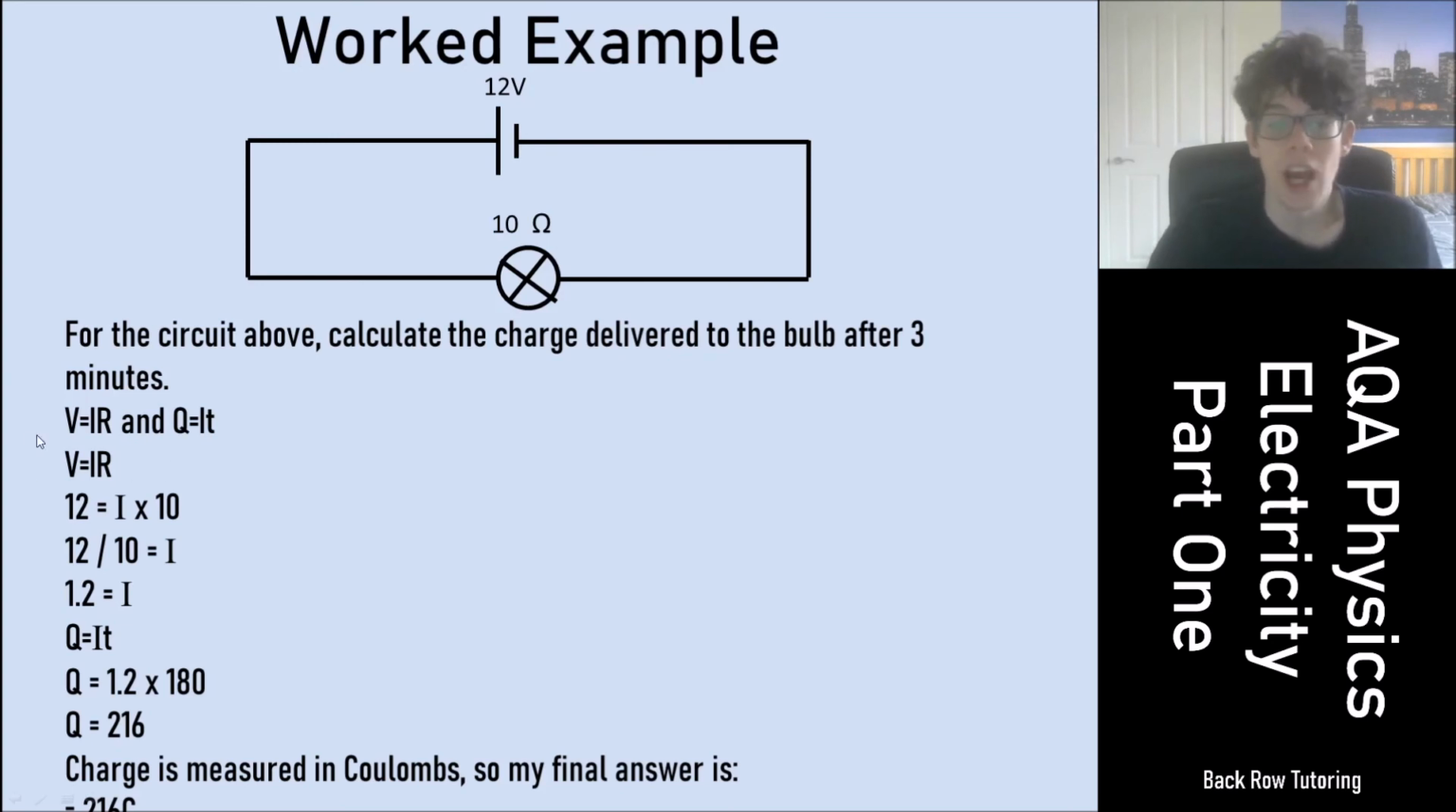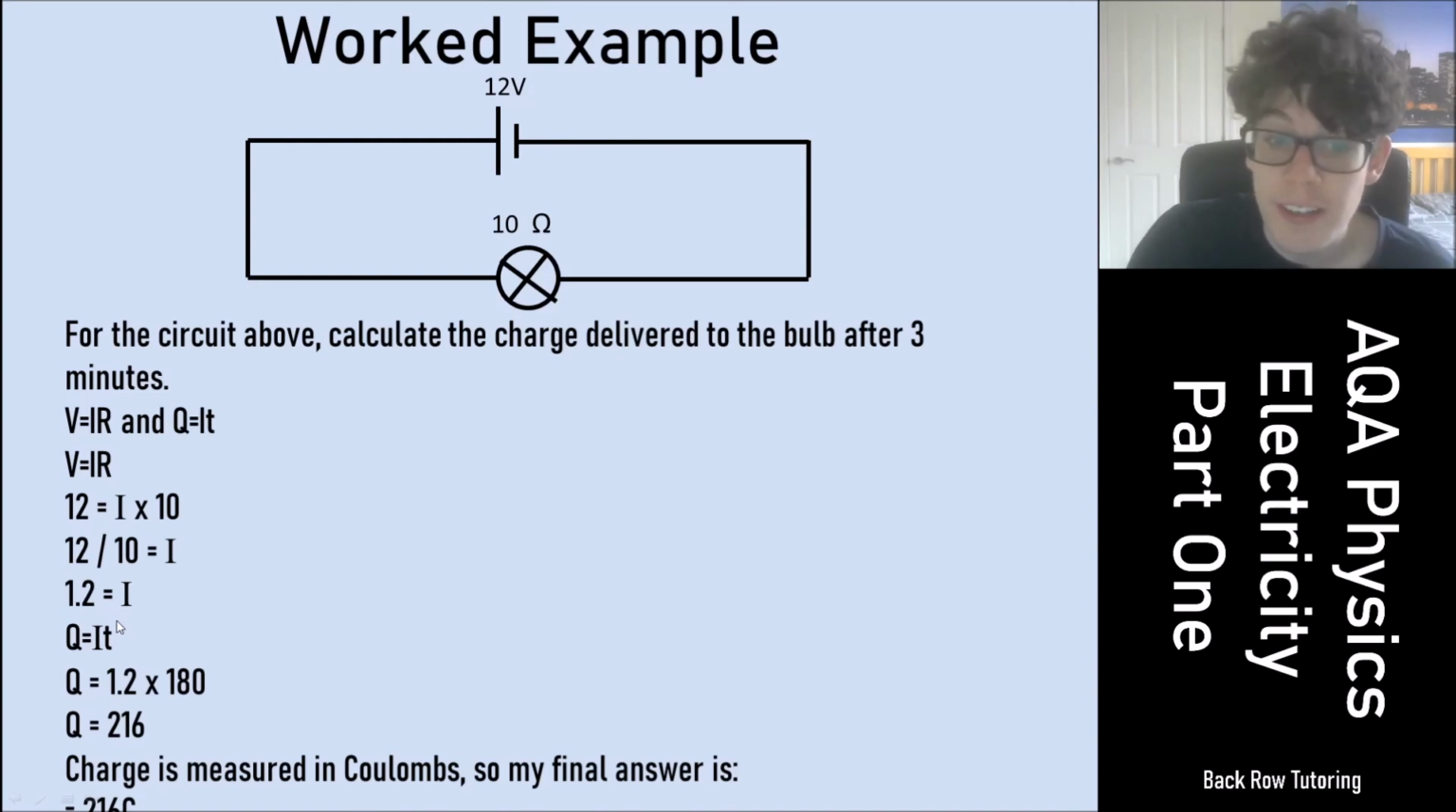So, V equals IR. 12 is equal to the current multiplied by 10 because our voltage is 12 volts, our resistance is 10 ohms. What is the current? Well, the current is 12 divided by 10 because we're going to divide both sides by 10. So our current is equal to 1.2 or 1.2 amps.